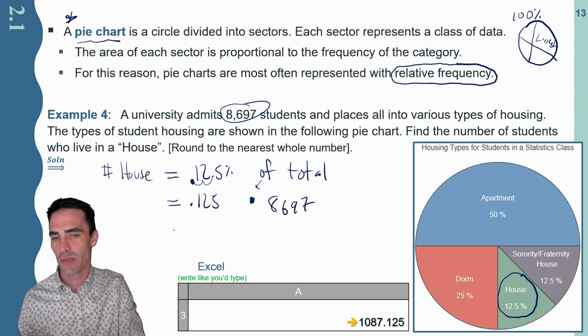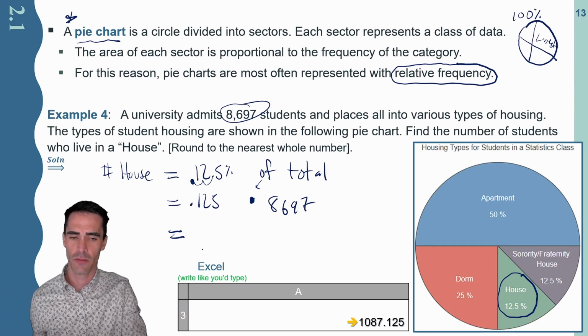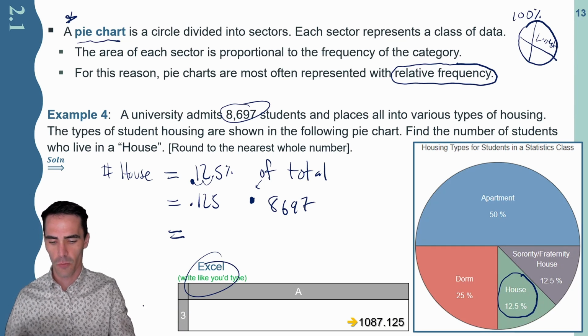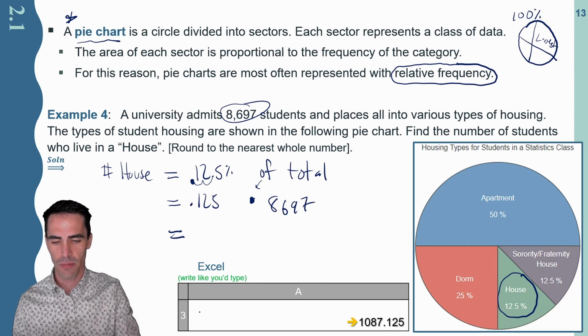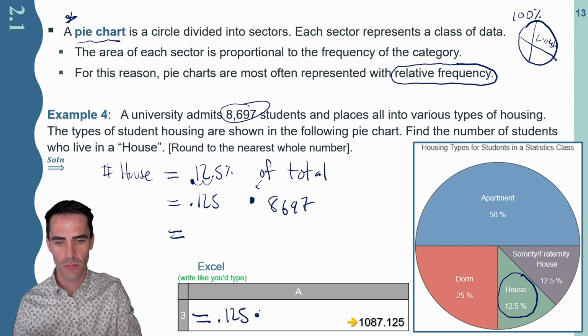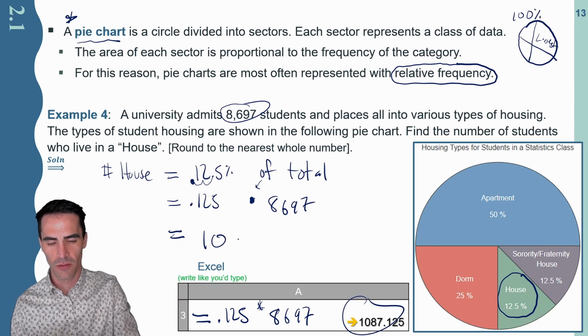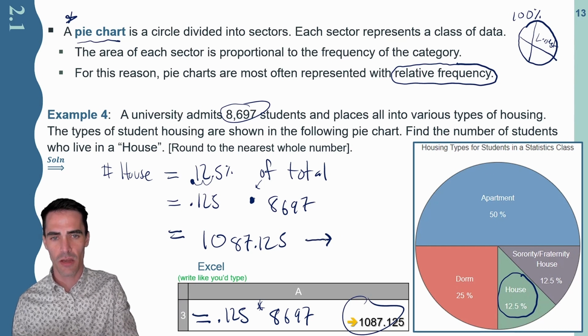8,697. And so we can simply multiply these two numbers together. I can use the basic calculator. I'd encourage you to practice, write like you'd type. And so just like before, I encourage you to start off with enter or equals, and you have 0.125 times, or if you're typing it, it'll be a little star icon up above, and then 8,697. And lickety split, no problem. We should get 1,087.125.